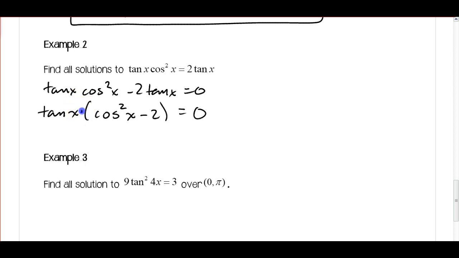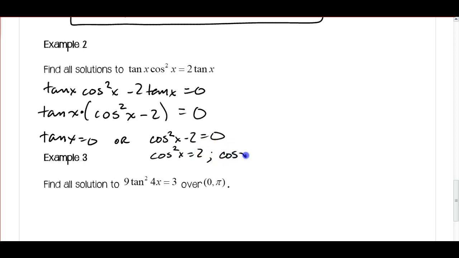I have two things multiplied together that equals 0, so I know that one or the other has to equal 0. So either tan x is equal to 0 or cosine squared x minus 2 is equal to 0. This one's already solved for my trig function, so I'll figure out what angles go in there in a minute. Then I need to solve this one. I've got cosine squared x is equal to 2, and cosine x is equal to positive or negative square root 2. Make sure you don't forget that plus or minus anytime you take a square root and you're solving.